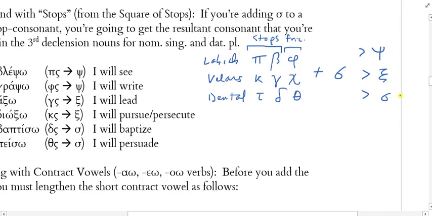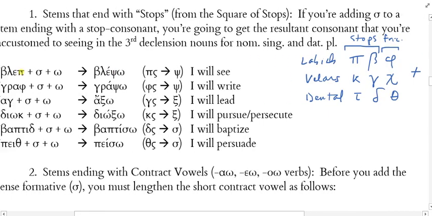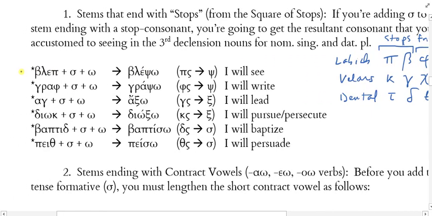You're going to have to sort of peel the onion back and say, okay, I'm going to inspect your heart here. Pull up the shirt, stick the stethoscope over there and say, are you a hidden sigma over here? Okay? So take a look at the word blepo. Blepo means I see in the present. The future stem is blep.